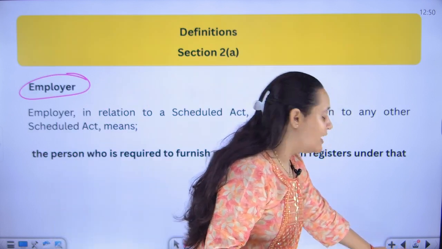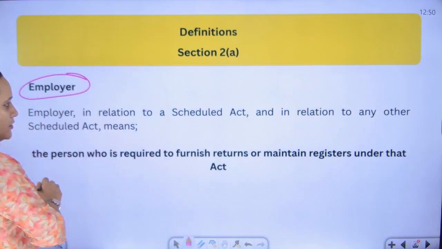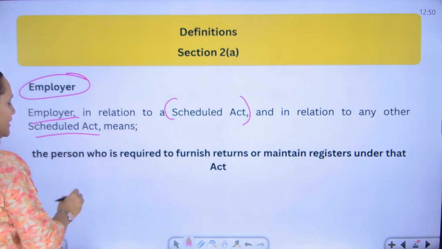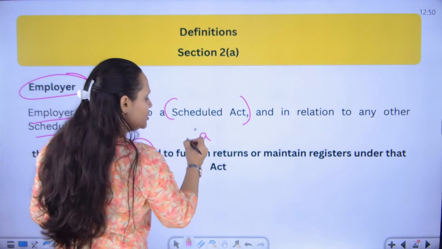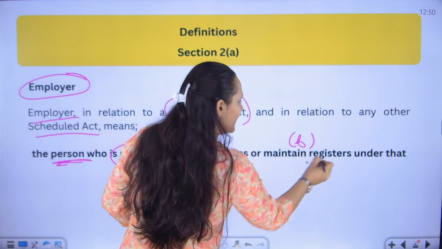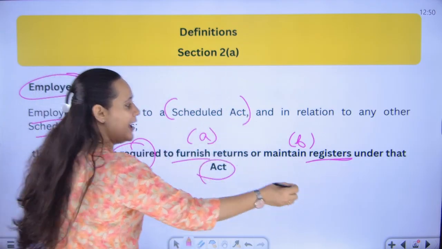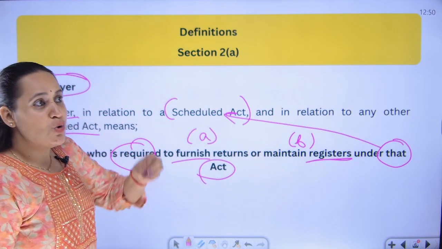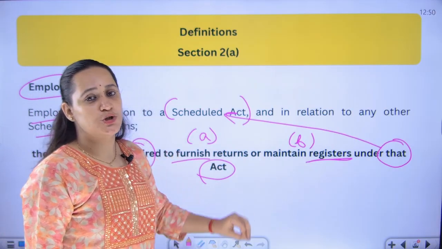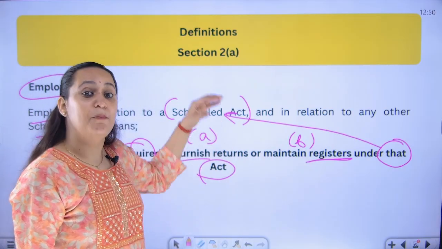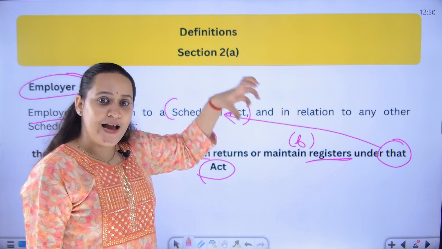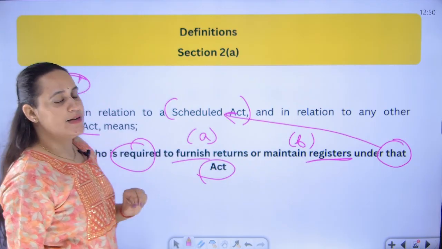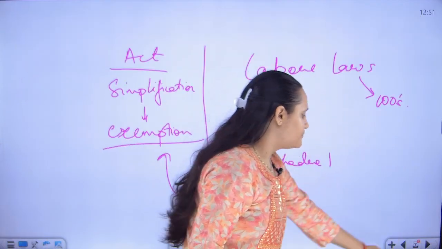So this enactment by itself is not giving any definition for the term employer. It just says employer in relation to the Scheduled Act, in relation to any other enactment, just means the person who is required to furnish returns and the person who is required to maintain these registers under that act. That act means the Scheduled Act which has been specified under Schedule 1. So whoever is cast with the responsibility of filing the returns and maintaining registers under the principal enactment, under that who is defined as the employer or the person responsible, that person itself is going to be considered as employer for the purpose of this enactment.